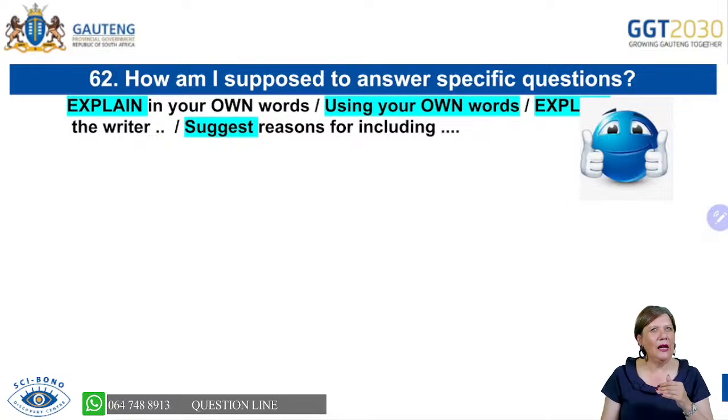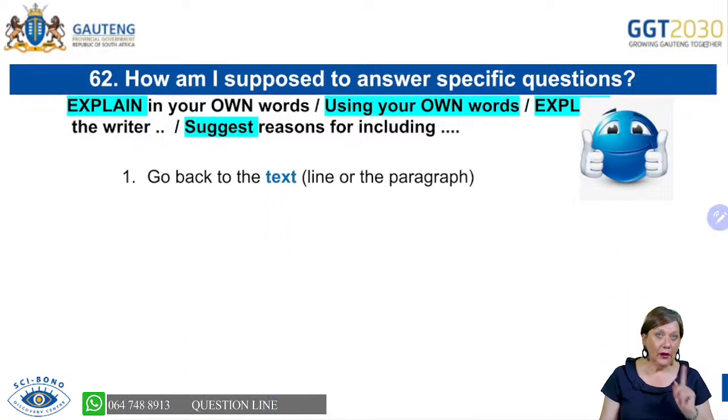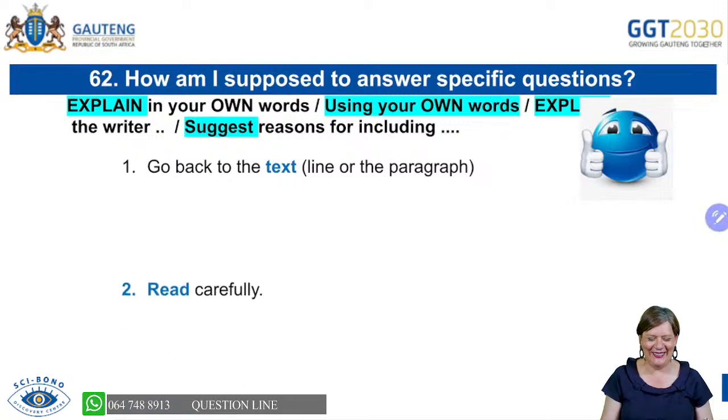Now we're going to more tricky questions. So if we give you "explain in your own words," or "use your own words," or "suggest reasons for including," then how am I supposed to do this? So this is a bit more difficult. Go back to the text. Always go back to your text. Don't try to answer it out of your head. The answer is in the text. You just have to find it. Read very carefully.